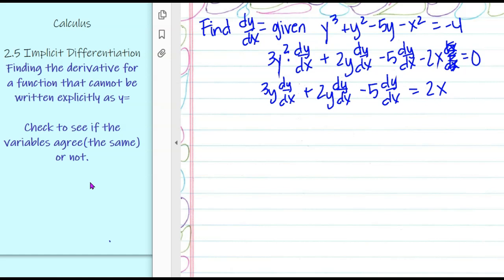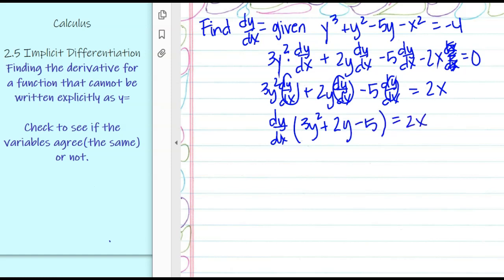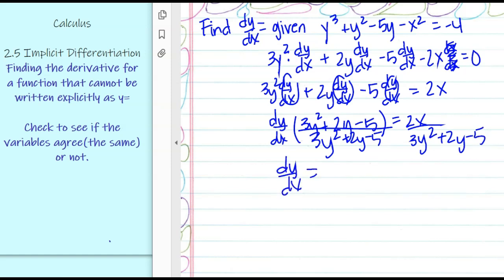Since my goal is to make it dy dx equals, I'm going to factor out all of these. So I'm going to have dy dx and then parentheses 3y squared plus 2y minus 5 equals 2x. And then to get this by itself, obviously I need to divide on both sides. So here we go. dy dx equals 2x over 3y squared plus 2y minus 5.